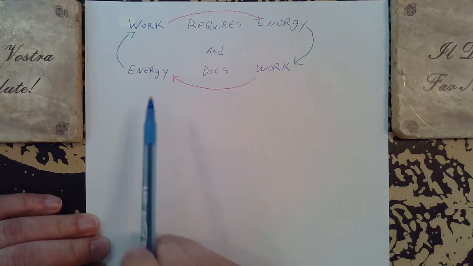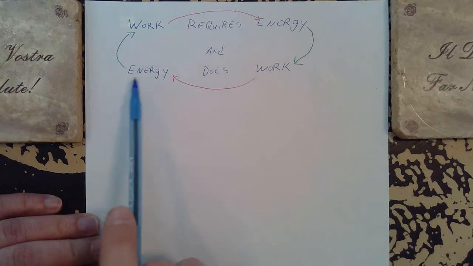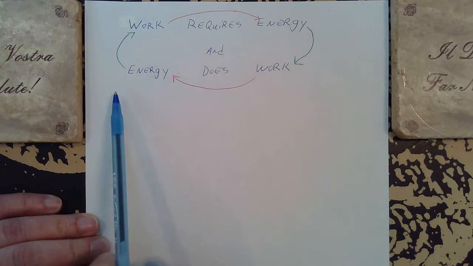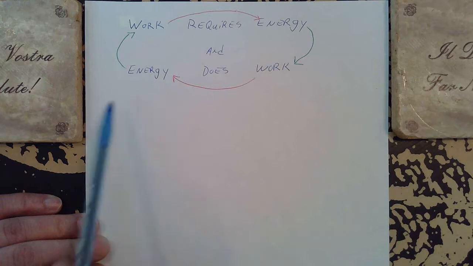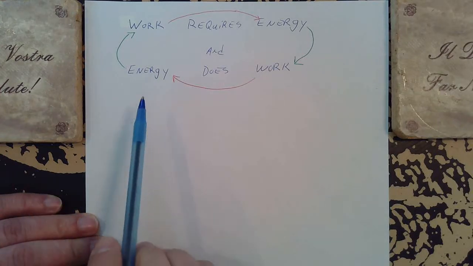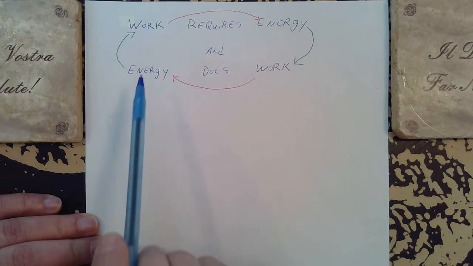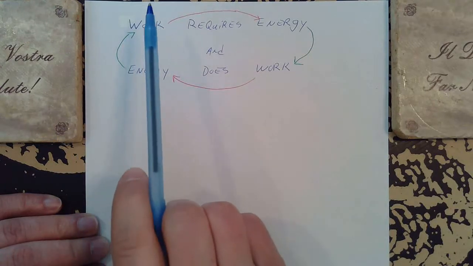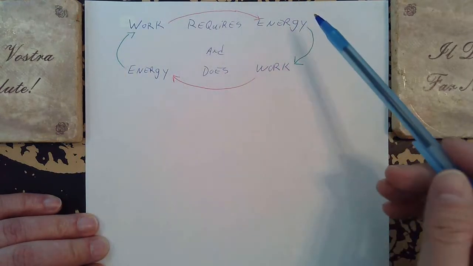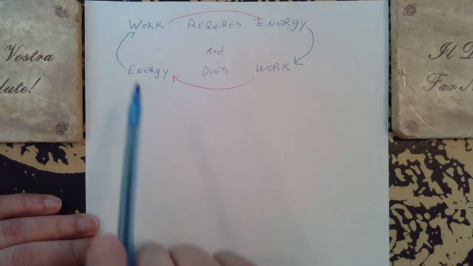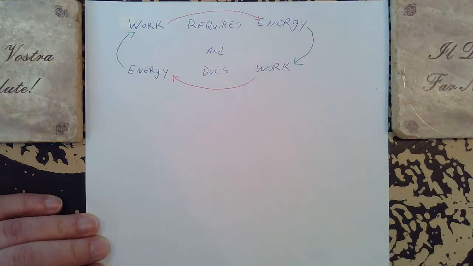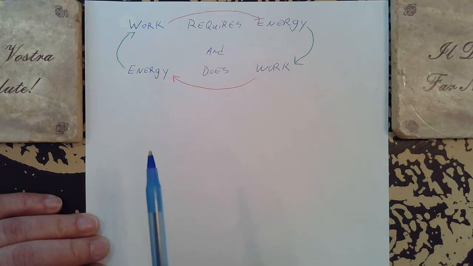For starters, I want to talk about the relationship between energy and work. One of the definitions we have for energy is the ability to do work. So you see this circular relationship here. Energy does work. If you do work, it required energy, and so on. This is another principle involved with the conservation of energy as it relates to work.